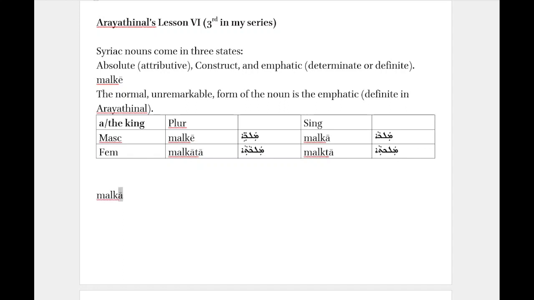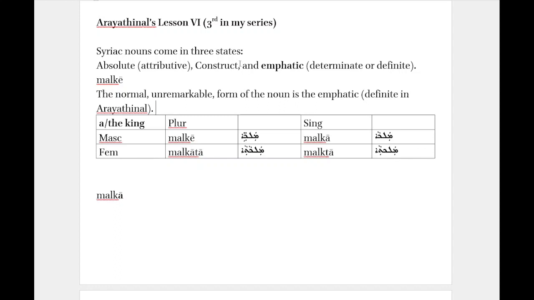It's this last bit that makes it into a substantive form, into what most modern Syriac grammars call the emphatic state, or the noun in its emphatic condition. I believe Arayathinal calls it the definite state. Muraukoa also calls it emphatic or determinate. You don't need to know all those words. Emphatic is probably by far the most common used today.